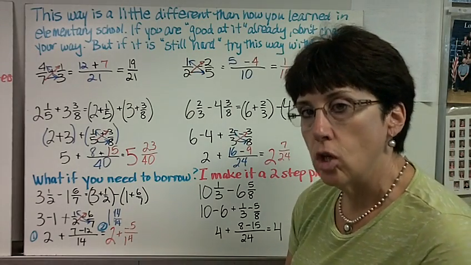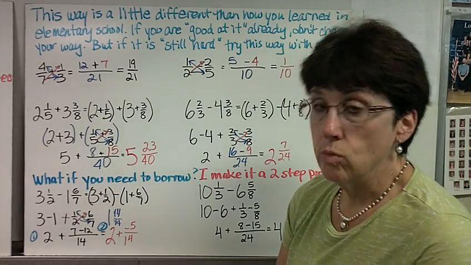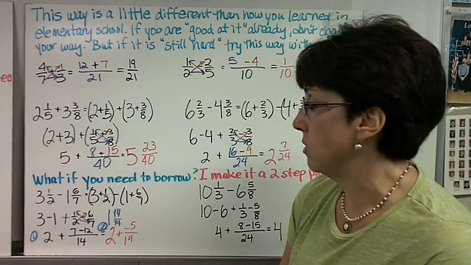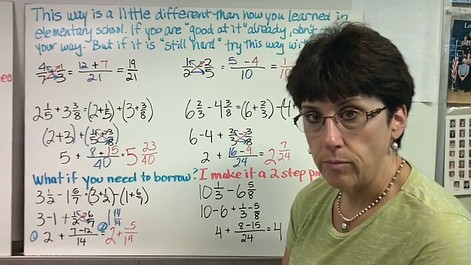That's like if you had $2 and you took one of the dollar bills and changed it for 4 quarters, you would still have $2. It would just be in a different form. Well, 1 and 14/14 is a different form, okay?